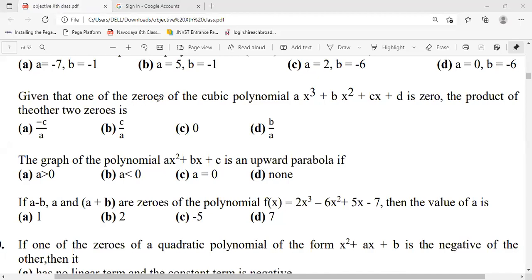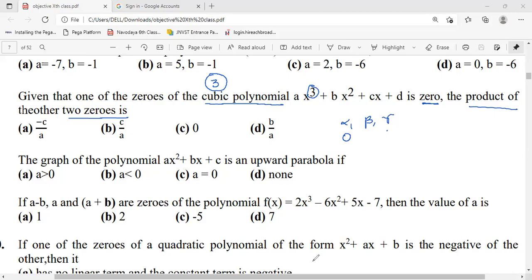Given that one of the zeros of the cubic polynomial, meaning three zeros will be there. Cubic polynomial means the highest degree is 3. Given that one of the zeros of the cubic polynomial is 0. That means if alpha, beta, gamma are the zeros of this cubic polynomial, and one of its zeros is 0, take alpha as 0. They didn't say the remaining are non-zeros, but they are saying that one of the zeros is 0. Then they are asking the product of the other two zeros.